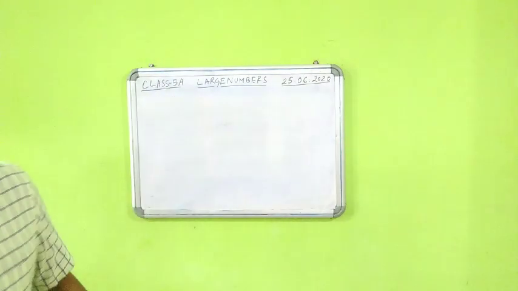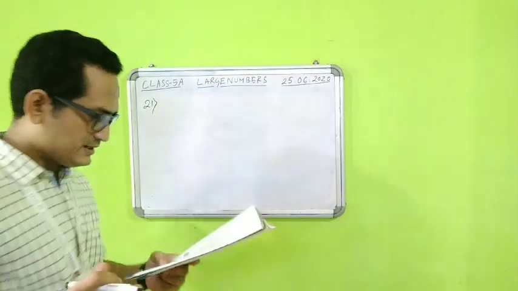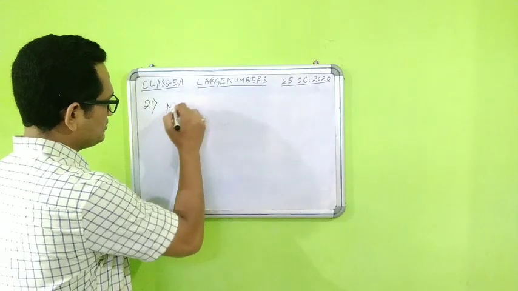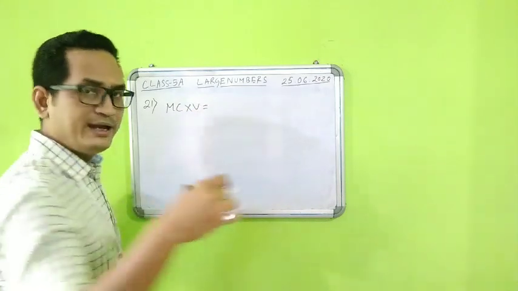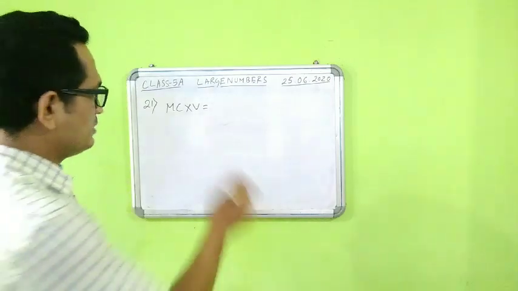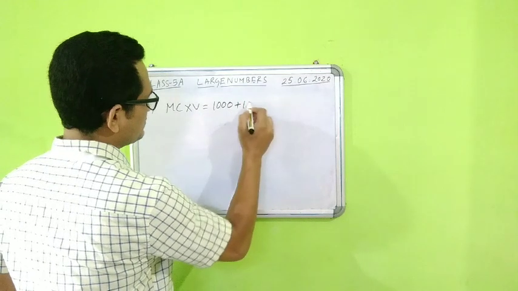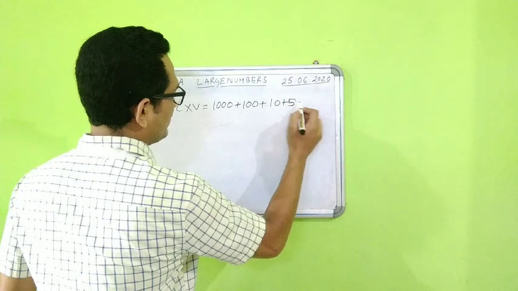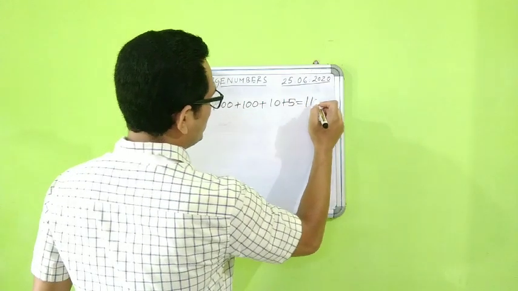Now in I Explore HOTS, if you see question number 21, it is given that add MCXV and DCVII. So let us first find out what MCXV is. This means in Hindu-Arabic, because without knowing the Hindu-Arabic numeral we cannot add any number. So let us convert them into Hindu-Arabic. M stands for 1000, C stands for 100, X stands for 10, and V for 5. So if I add all this now, it will be 1115.